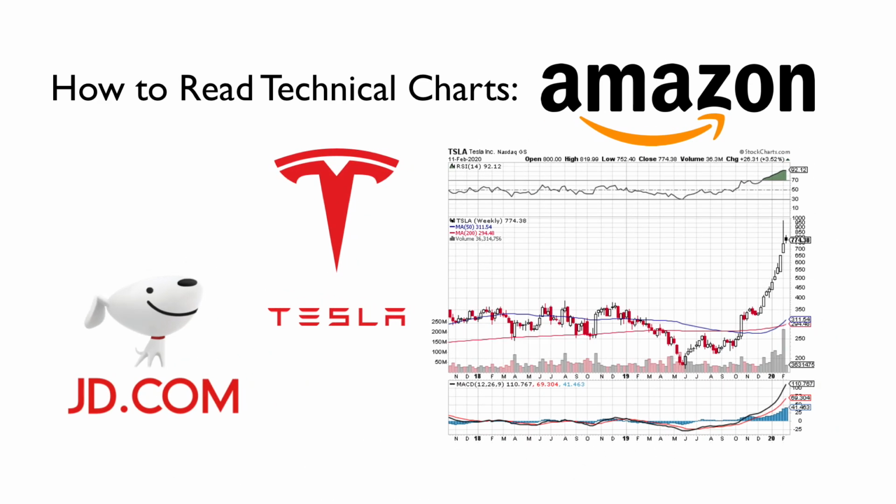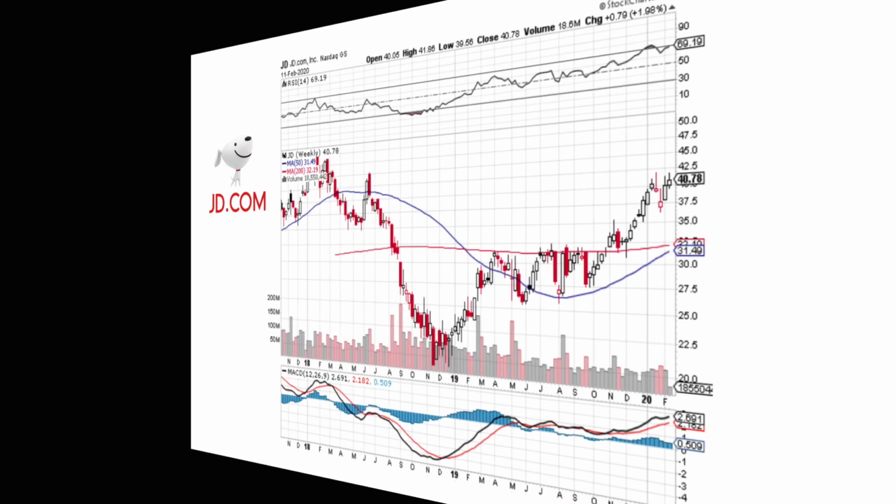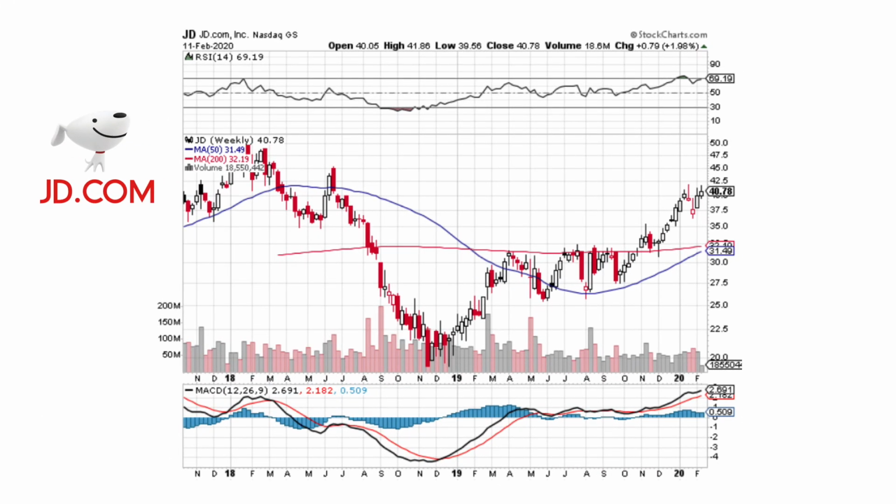Today I'll go over some real recent examples of technical charts of growth stocks like Tesla, Amazon, and JD. But these are techniques that you can apply to any stock chart. JD's recent technical chart is beautiful and perfect learning material, so I'll start with this one.